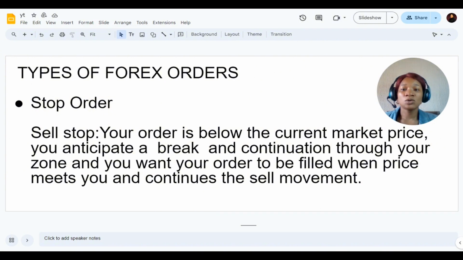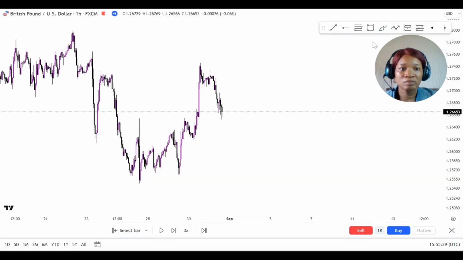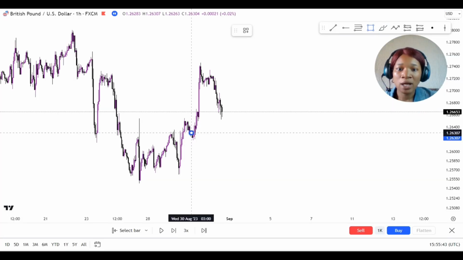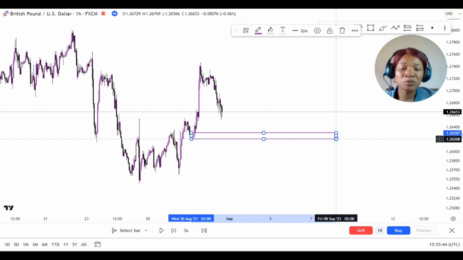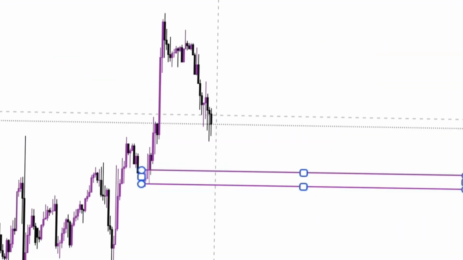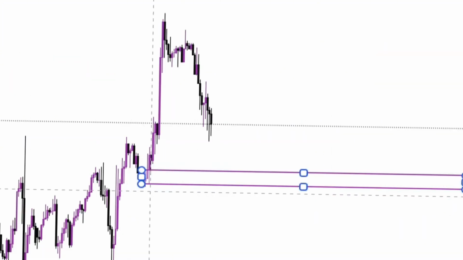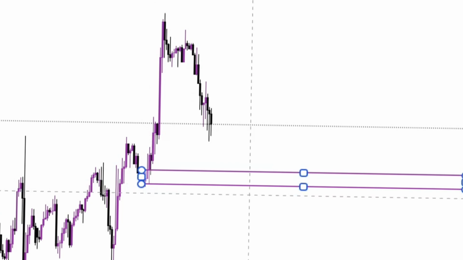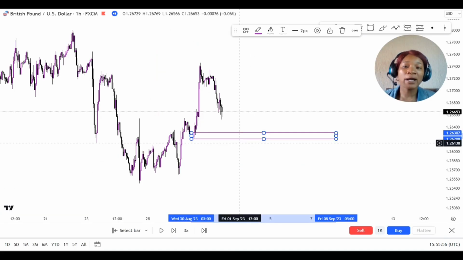Again, let's look at an example of a sell stop order and how to use it. So for the sell stop, let's say I feel like the market is going to break down, and I'm not comfortable putting my sell position anywhere here. This is the level where I feel like if price breaks, that means price is actually confirming that it is continuing the sell movement. That is where I set a sell stop order.